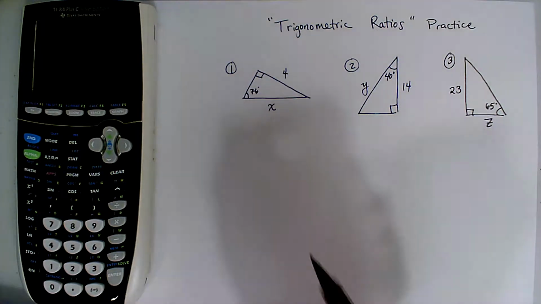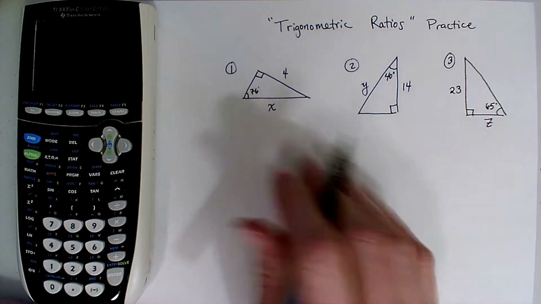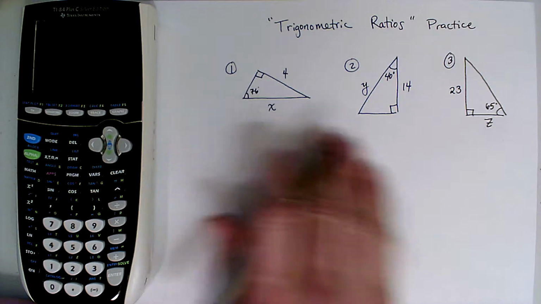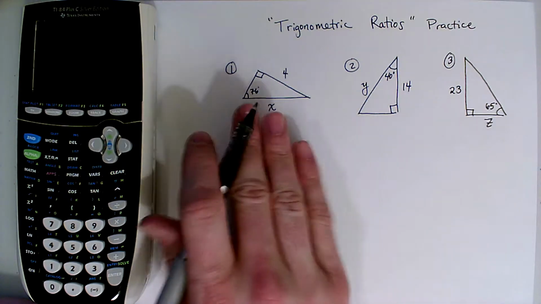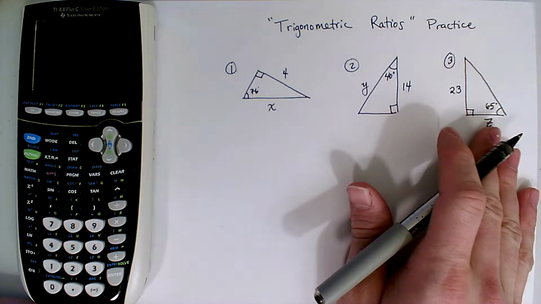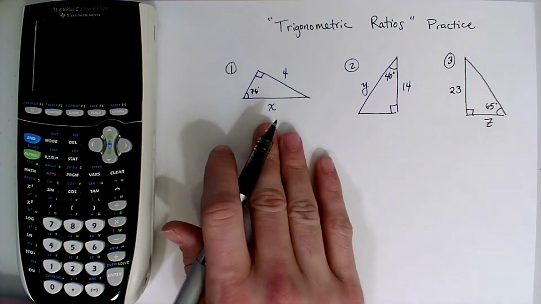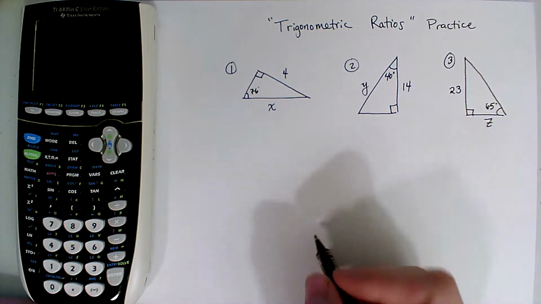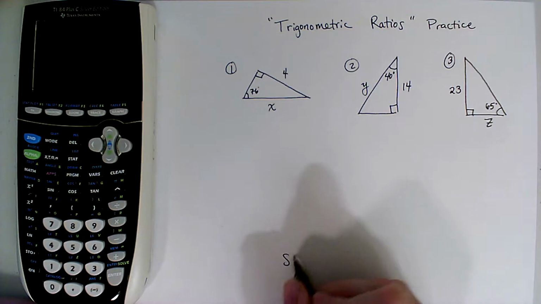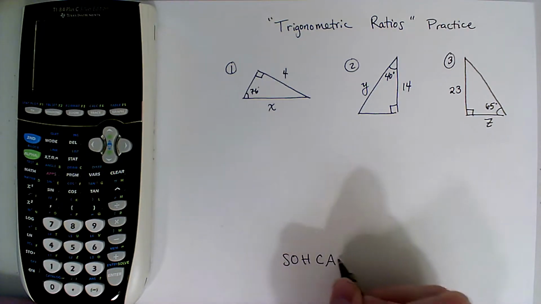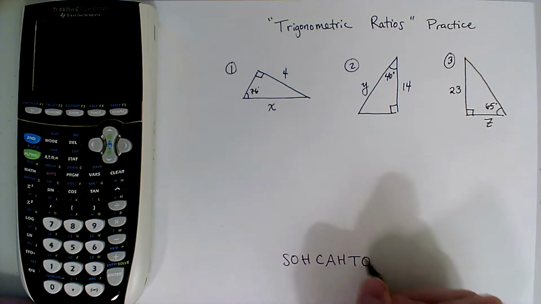Okay, so here are more trigonometric ratio practice problems. These are the ones where the variables will be on the bottom of the fraction. Once again, I've got another sine, cosine, and tangent example. So we'll go ahead and start with the first one, but keep in mind we're following SOHCAHTOA as a guideline to make sure that we're using the right trig functions.